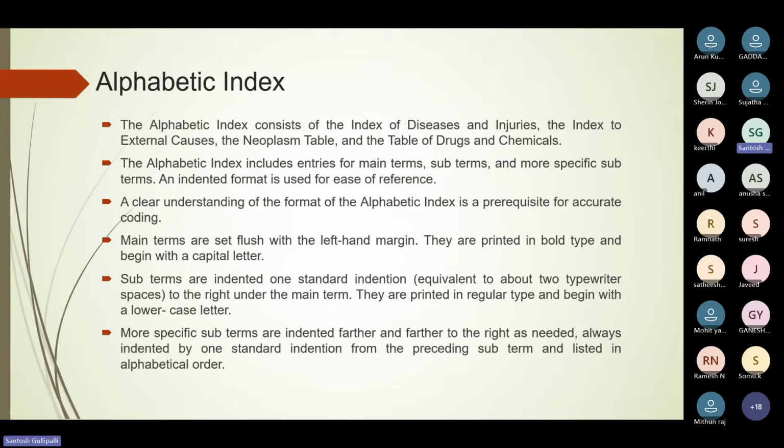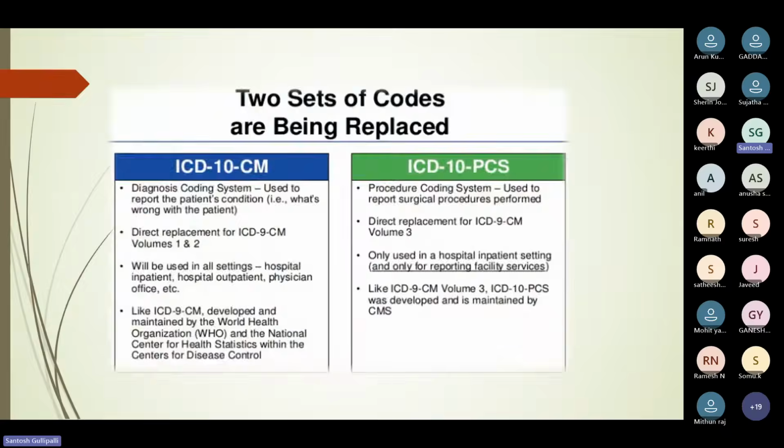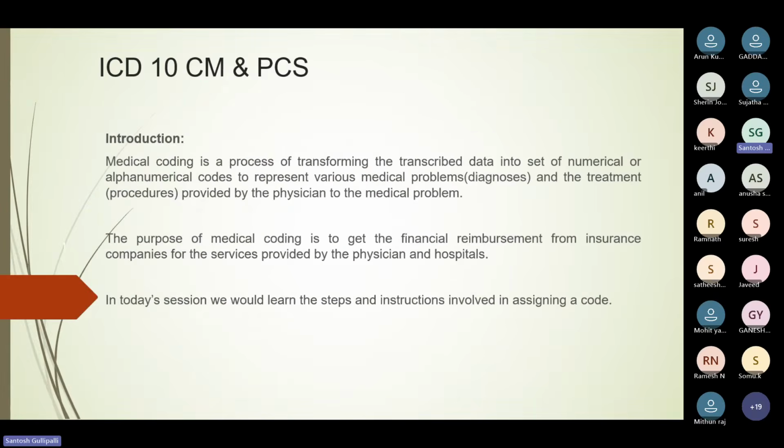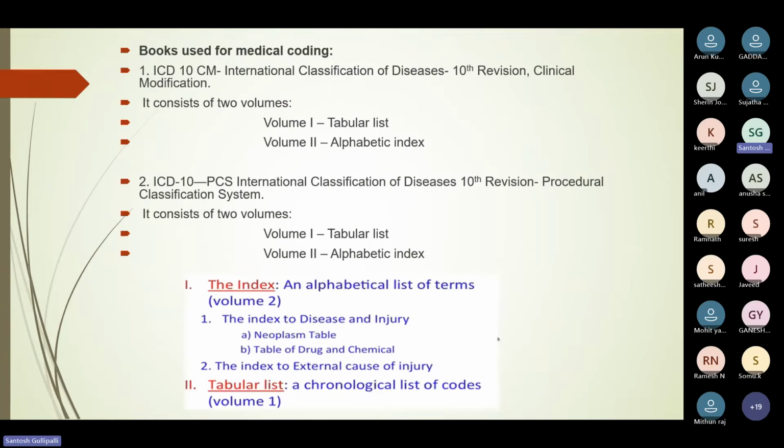Next, ICD-10-CM is divided into two volumes, volume 1 and volume 2. Freshers, please remember this point also. Volume 1 is the tabular list, and volume 2 is the alphabetic index.